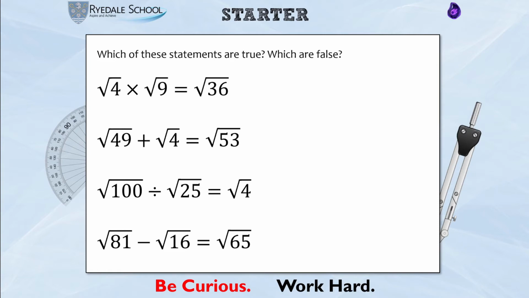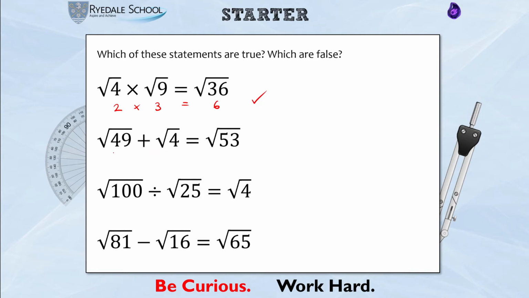The square root of 4 being 2. The square root of 9 being 3. The square root of 36 being 6. And 2 times 3 does equal 6. So that works. But what I want you to also notice is that 4 times 9 is 36. So we seem to have an idea that multiplying these numbers here for square roots works.